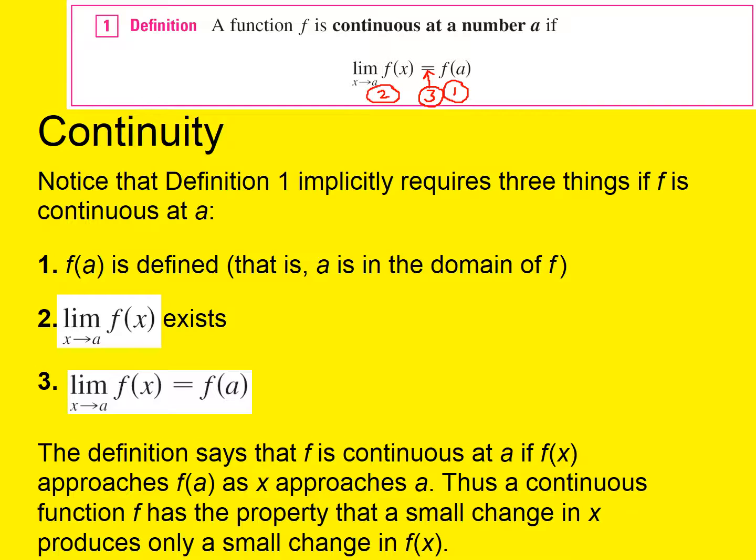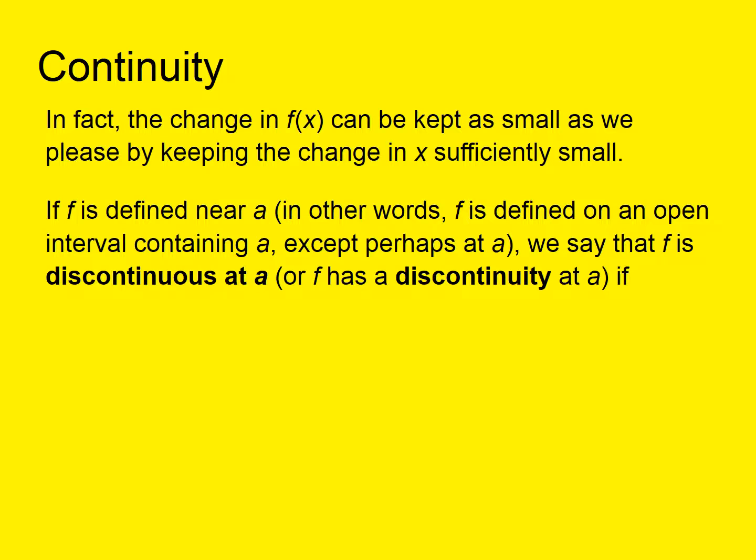The definition says that f is continuous at a if f of x approaches f of a as x approaches a. Thus, a continuous function has the property that a small change in x produces only a small change in f of x. In fact, the change in f of x can be kept as small as we like by keeping the change in x sufficiently small.